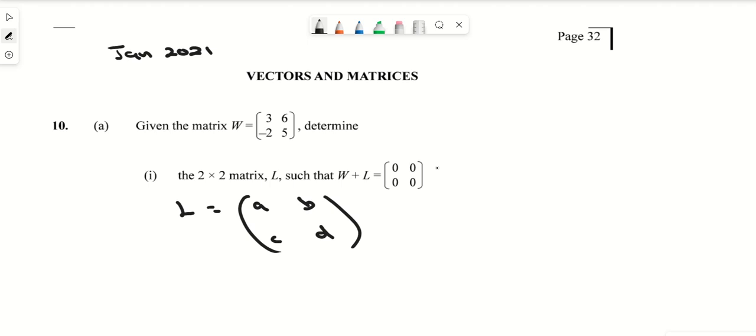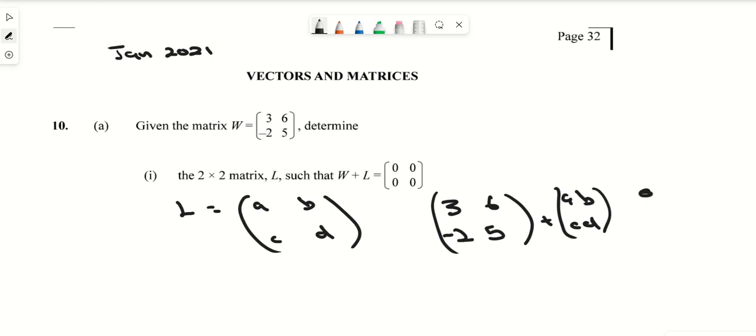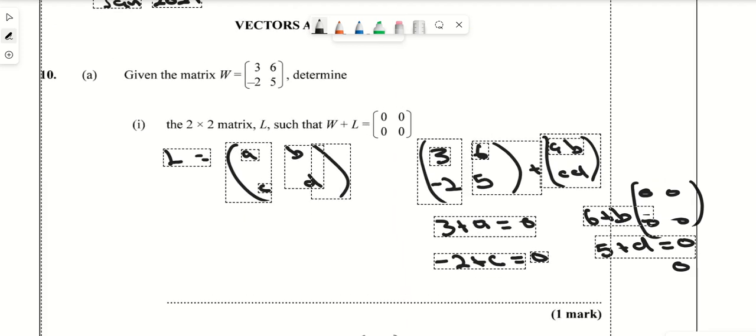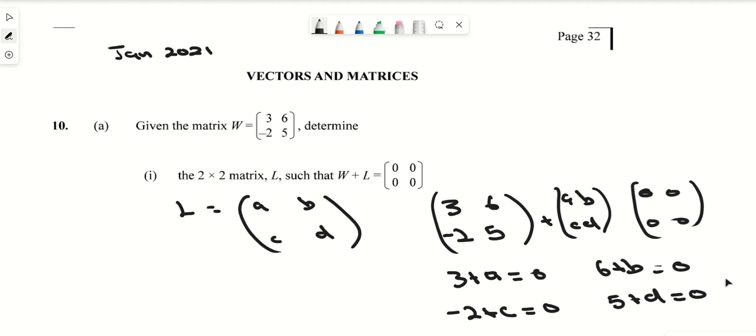And then you can say, well, W is 3, 6, minus 2, 5 plus A, B, C, D is giving you 0, 0, 0, 0 when you add them. So that means 3 plus A is equal to 0. Then 6 plus B is equal to 0. Then minus 2 plus C is equal to 0. And then 5 plus D is equal to 0. And we try to make the letters the subject.